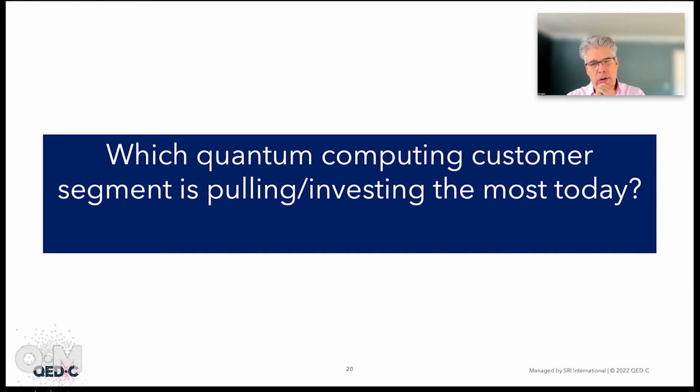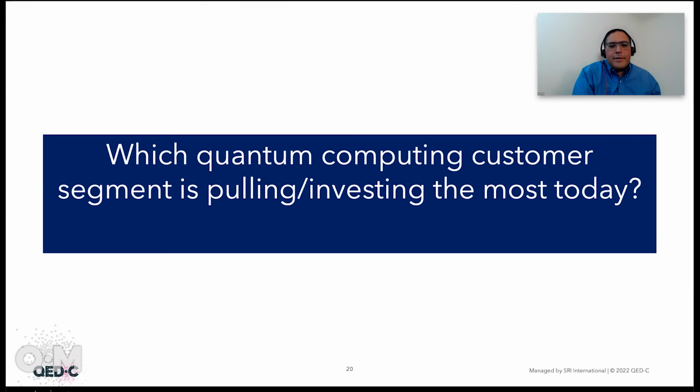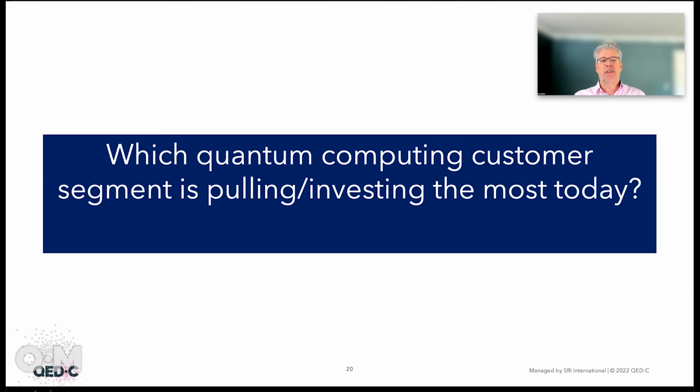Justin, you care to comment on this? Yeah, so I guess I would go back to the idea that it's implicit in your question that you're talking about industry segments, customer industry segments, but actually customers of quantum computing. I wasn't differentiating between defense and industry. Apologies if it came off that way.